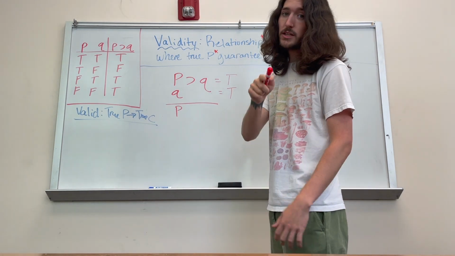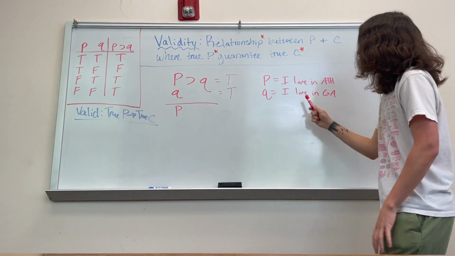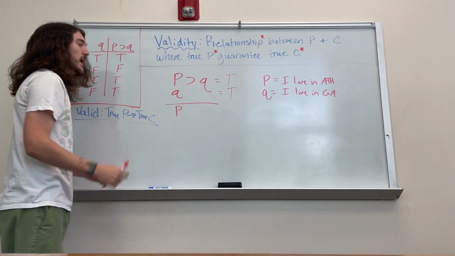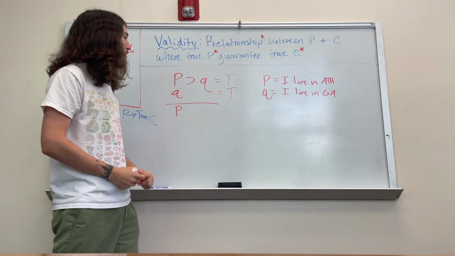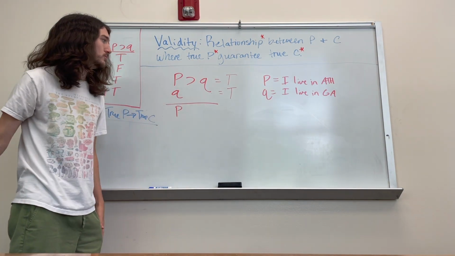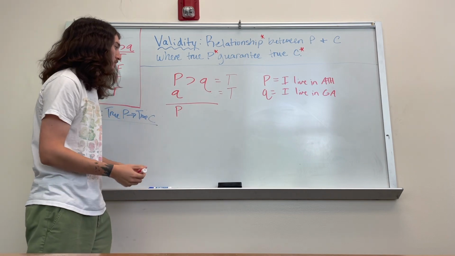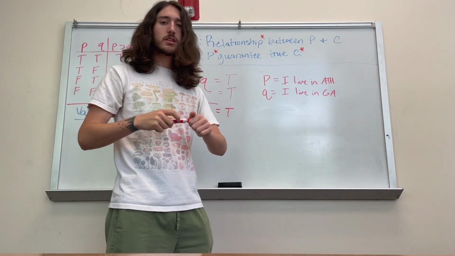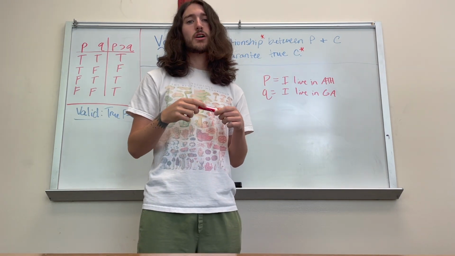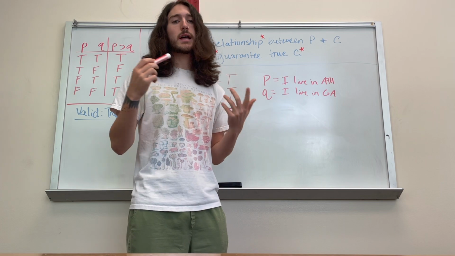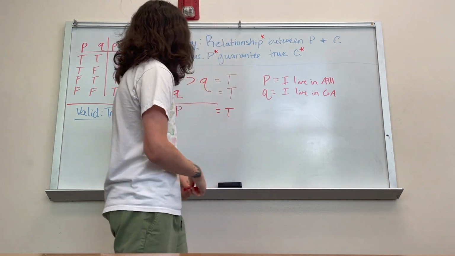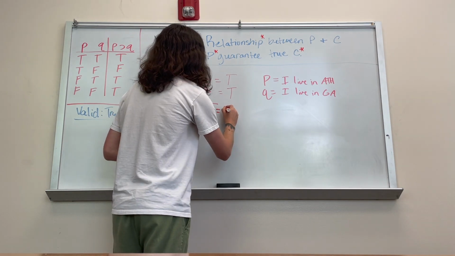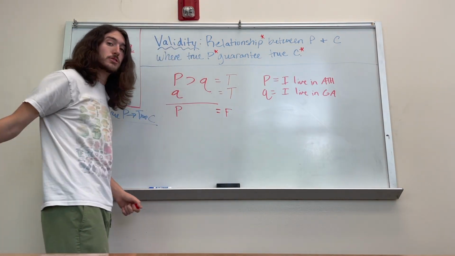We'll go back to our English equivalent to help you understand. P is I live in Athens, Q is I live in Georgia. So, if I live in Athens, I live in Georgia. It's a true statement. I do live in Georgia, and I do live in Athens. So, hey, this is true, right? But let's say we were talking about someone from Dahlonega, or Atlanta, or Columbus. Then this conclusion becomes false, even though these premises are true.